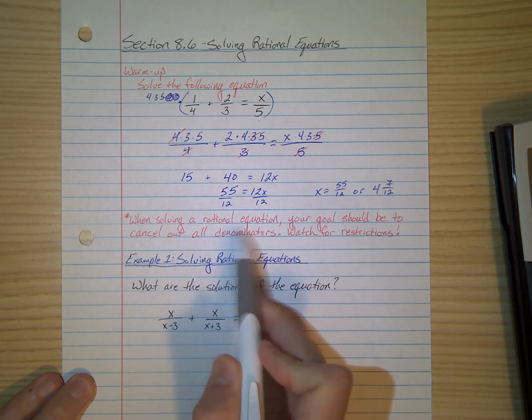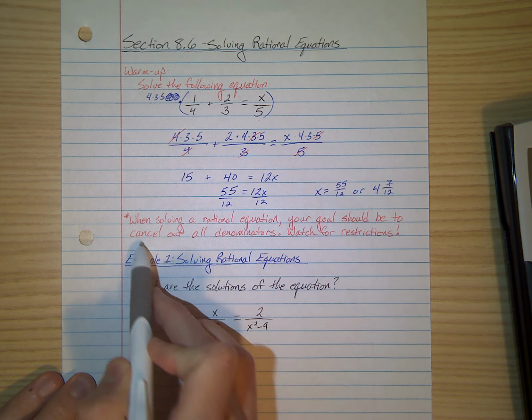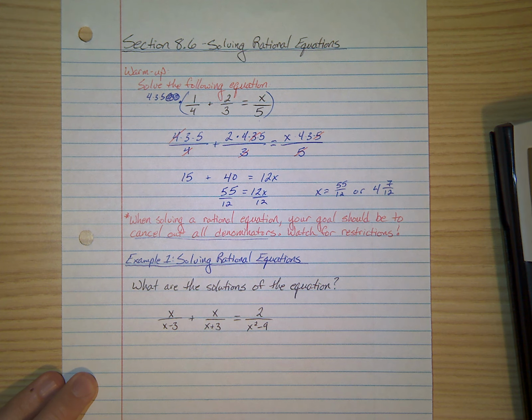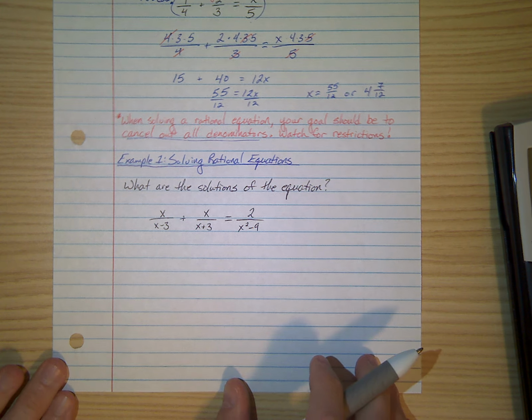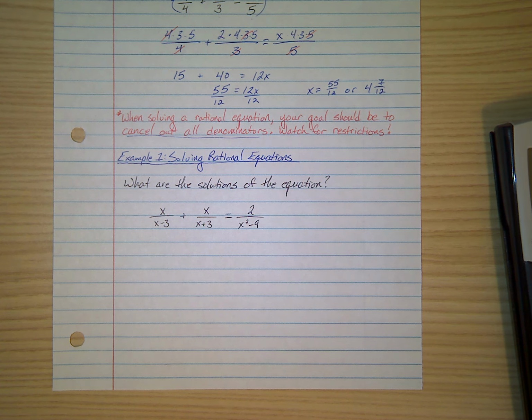So that's going to be the process. As you see right here, your goal should be to cancel out all the denominators. And then, of course, we want to watch for restrictions because we're dealing with variables in the denominator. So that process of multiplying by all the factors in the denominator, that's what we want to do here.